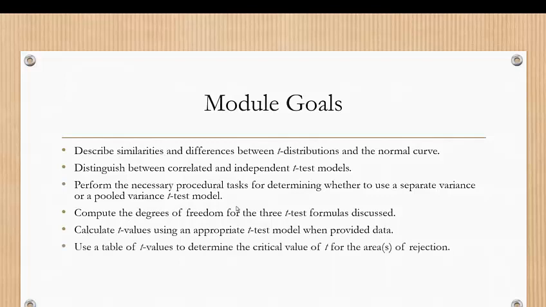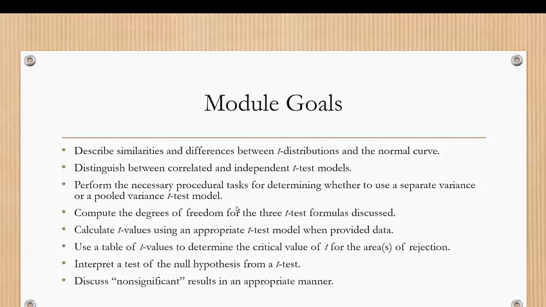Use the table of t-values to determine the critical value of t for the areas of rejection. Again, we don't necessarily do that anymore now that we have Excel and other programs that do that for us. Interpret the test of the null hypothesis from a t-test. And then finally, discuss the non-significant results in an appropriate manner. That was really getting at the idea that we need to start saying we failed to reject, which will leave open the possibility that in the future we might find different conditions where things are very similar. So that's the introduction to t-tests and all that goes with them.